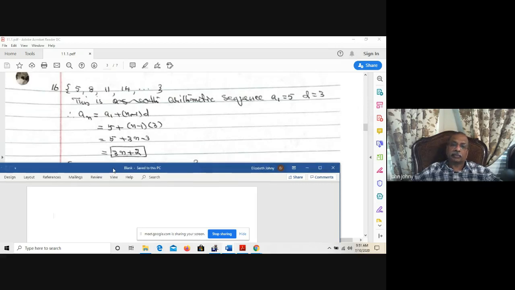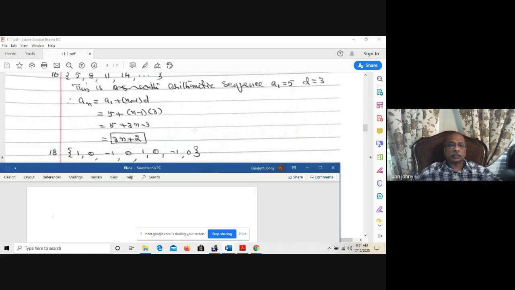Now you may check your answer. When n is 1, 3 times 1 plus 2, which is 3 plus 2, 5. When n is 2, 3 times 2, 6 plus 2, that is 8. When n is 3, 3 3s are 9 plus 2, 11, and so on.